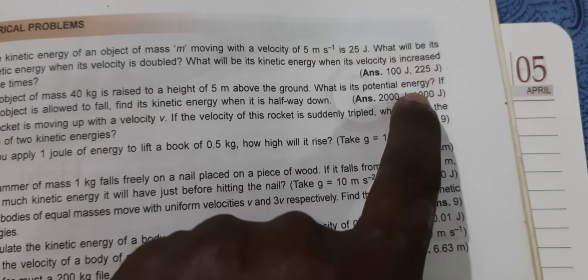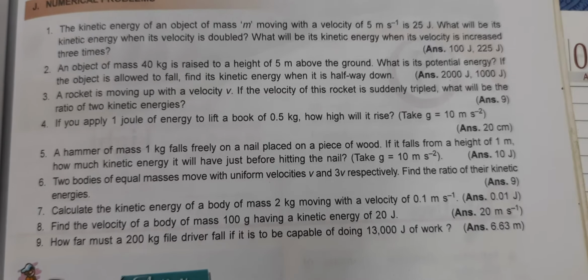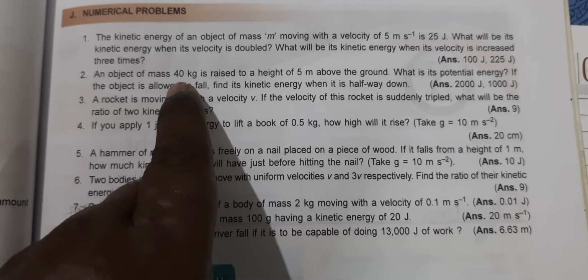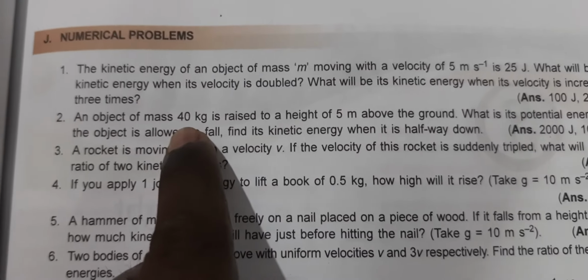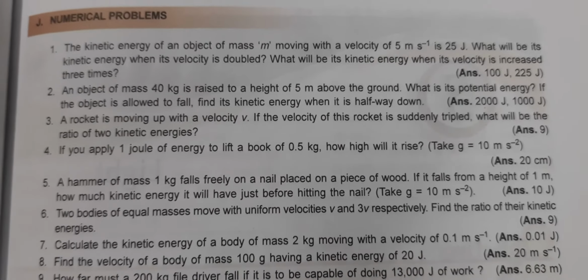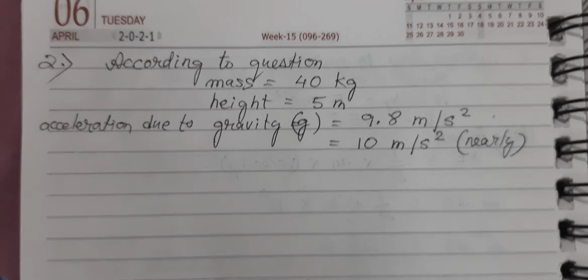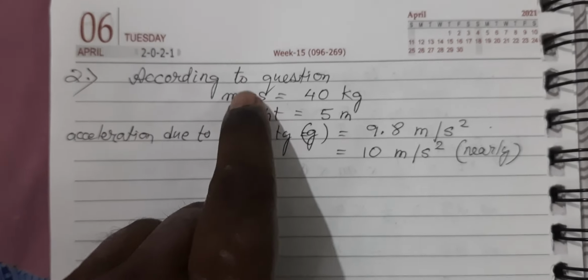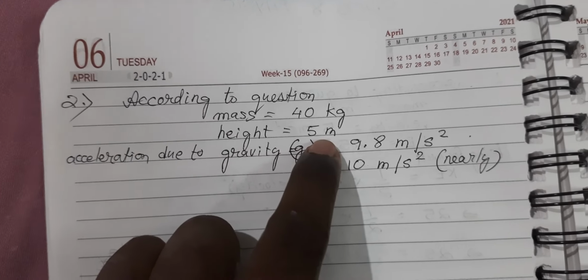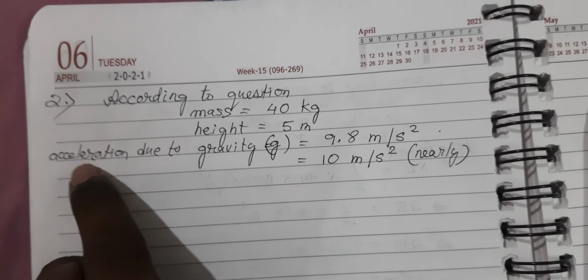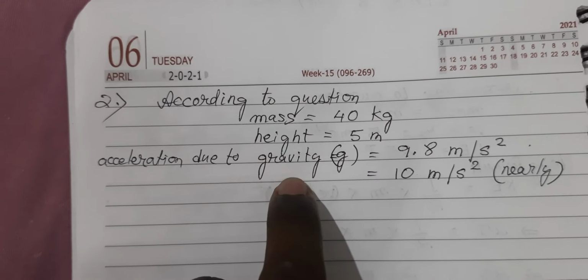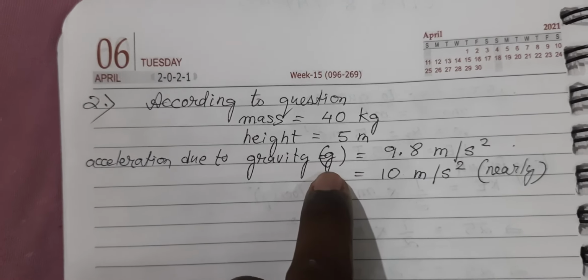So what is that potential energy? Let us calculate the potential energy which is built up when you lift this body 5 meters above the ground. The mass of the body is 40 kg and it is raised up to a height of 5 meters. According to the question, the mass of the body is 40 kg. The height to which the body is raised above the ground is 5 meters. And the third thing that you need to know while considering potential energy is acceleration due to gravity, or in simple words, we say g.